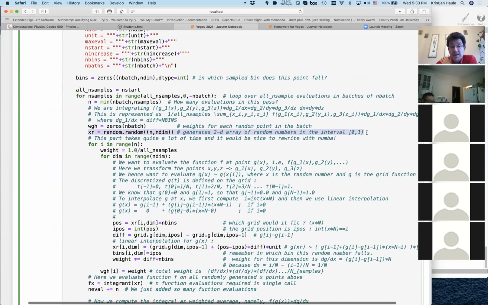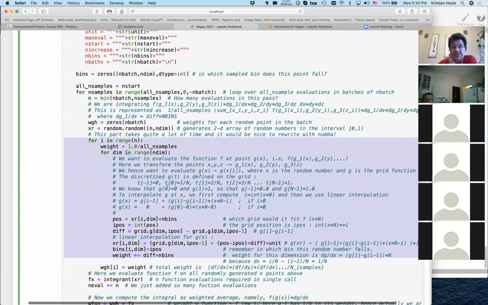Now we need to evaluate them in this double loop here. I wrote here that this part takes quite a lot of time, and it would be nice to rewrite it with Numba. So I will ask you as homework to try to insert Numba statements wherever possible, in order to speed up this loop. We have two for loops, which is very bad in Python, and they're pretty large loops, 1,000 times 3. This is definitely convenient to rewrite in Numba.